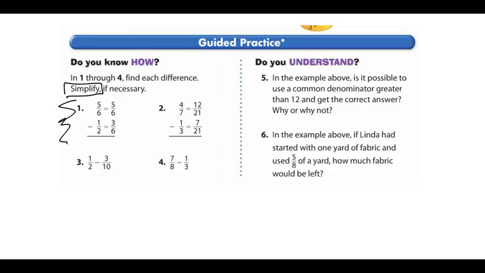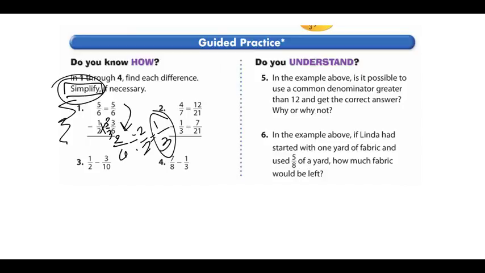5/6 we don't need to change. 1/2, if I multiplied by 3/3, I'd get 3/6. Okay, so now we can subtract, and you get 2/6. Now, that can be simplified. If I divide by 2/2, I get 1/3. So it says to simplify. So 1/3. Technically, if you don't simplify, your fraction is not incorrect, but it says to simplify, so it would technically be wrong if you didn't.